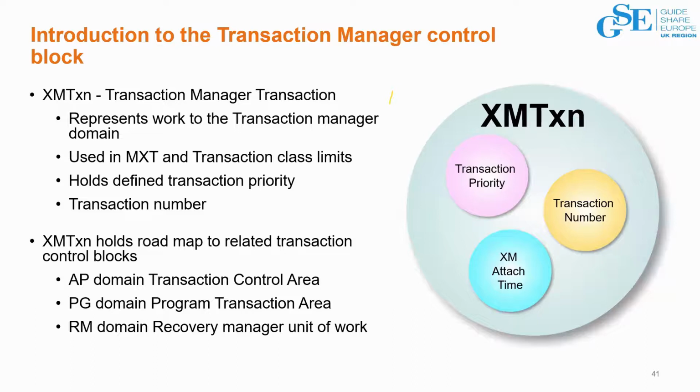Now, transaction manager, again, not everybody has one of these. So this is the first separation point. You won't have one of these if you're not a transaction and not doing any AP type work. So again, what is the XMTXN for? It contains things like transaction priority, it has the transaction number, and effectively the transaction manager can be used to hold up tasks if you're in a max task situation.